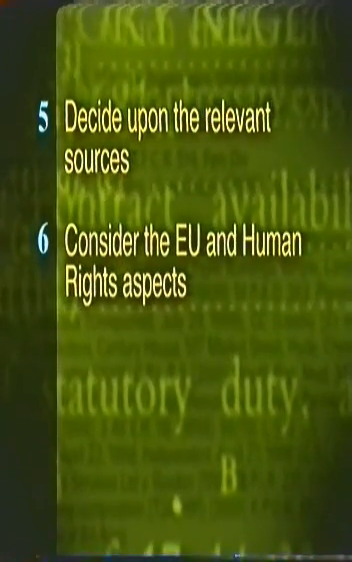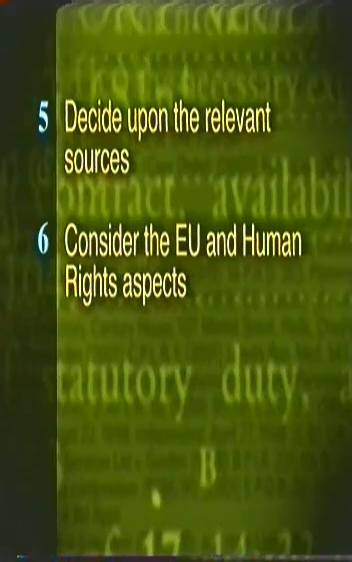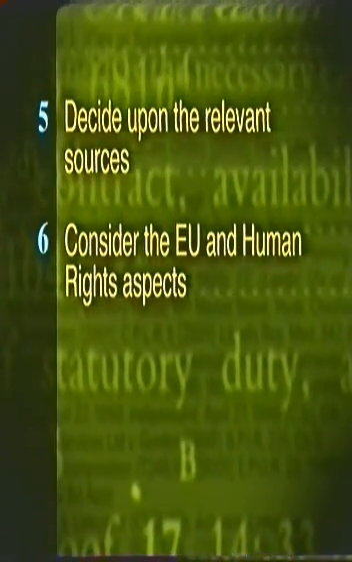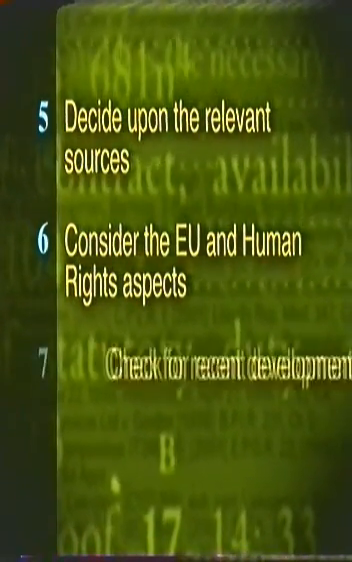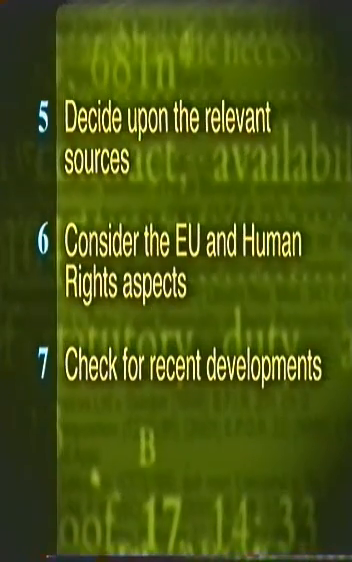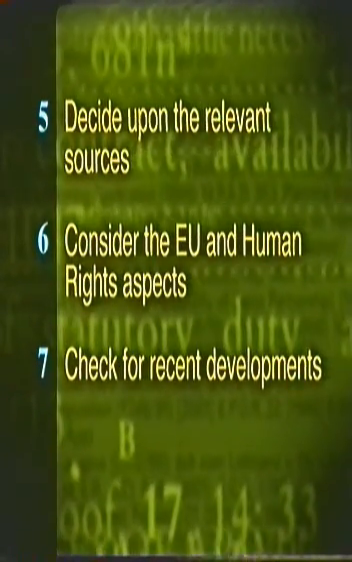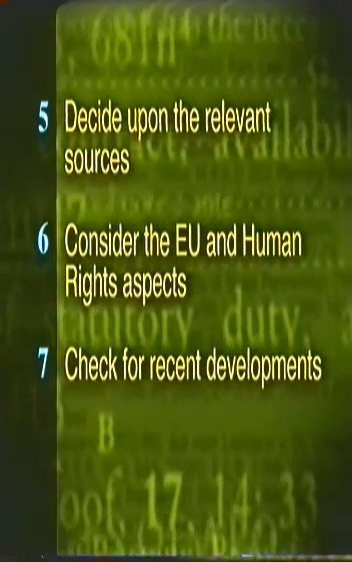Once the issues are identified, you need to decide what the relevant sources will be, and your choice shouldn't be confined to UK sources. You need to think about the EU aspects of the problem and the human rights angle. These are very important. And in every case, you need to make sure your information is up to date. It's crucial when you're doing research to make sure that your answer is absolutely up to date.